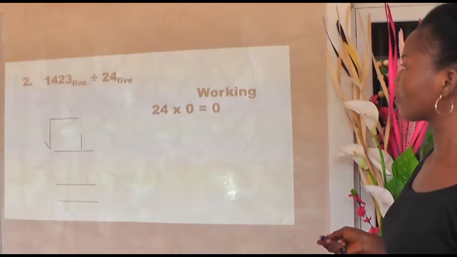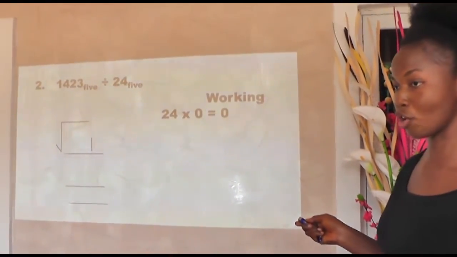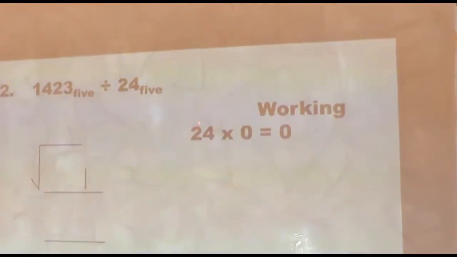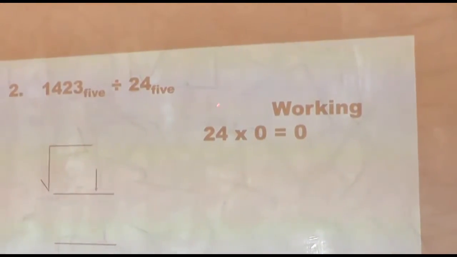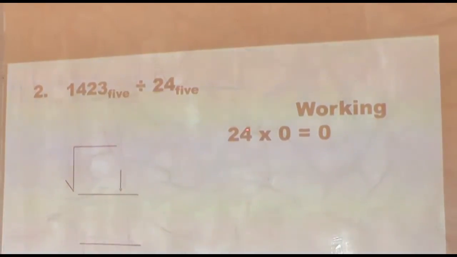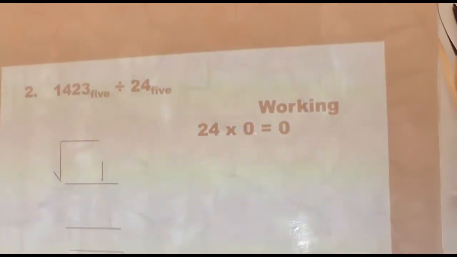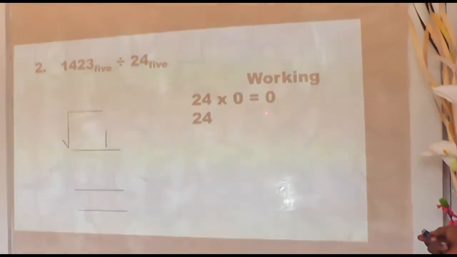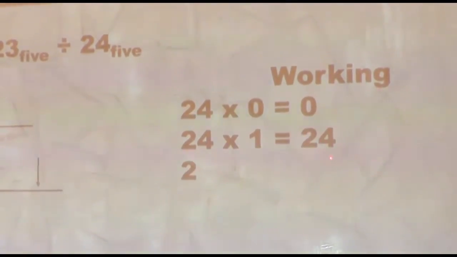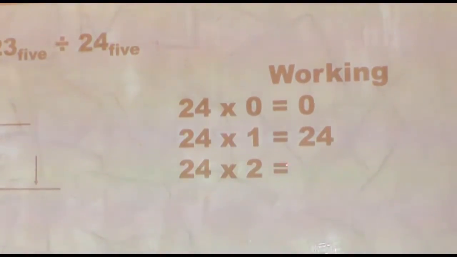Remember in base 5, you only have 5 digits, which are 0, 1, 2, 3, 4. So we are going to look at what 24 multiplied by all of these will give us in base 5. So 24 times 0 will give us 0. Then 24 times 1 is still 24. Now 24 times 2.